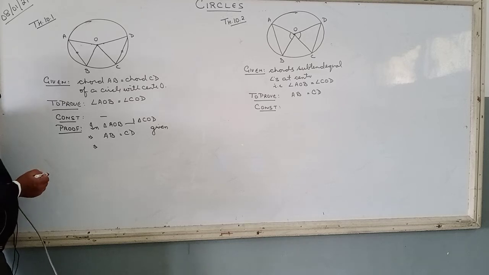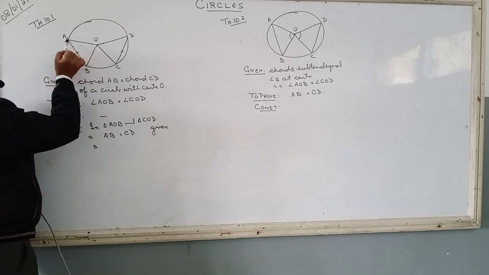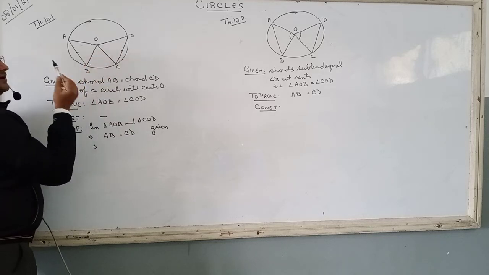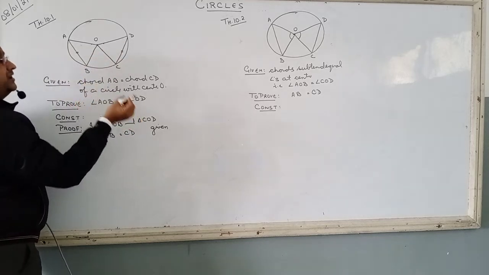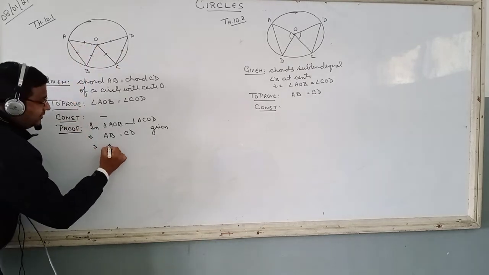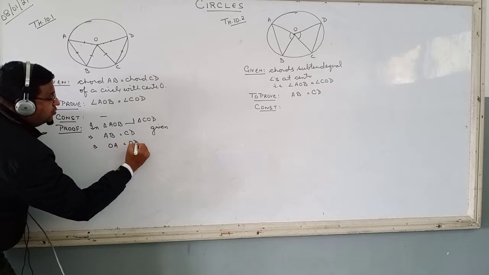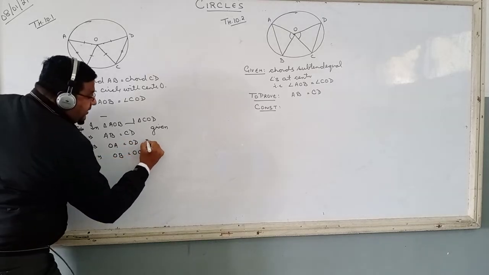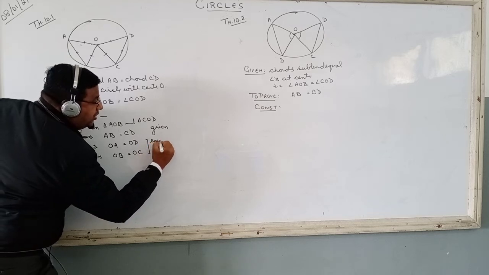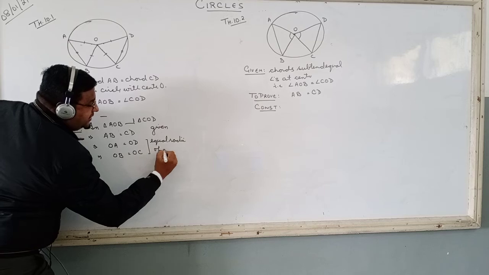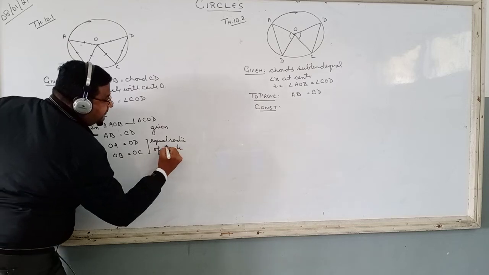Yes, and check the rest of the sides. What is this OA? Radius. What is this OD? Radius. Are the radii of the circle equal? Yes, sir. The radii of the circle are equal. OA equals OD, OB equals OC. You can write down equal radii of circle.